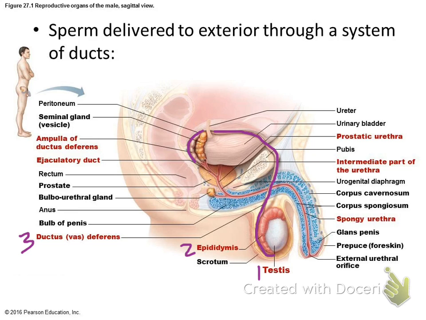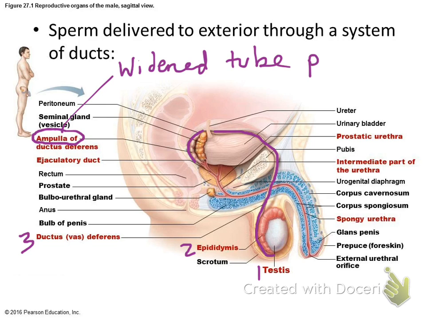And notice on that back side, they're giving it a different label. They're calling that the ampulla of the vas deferens or ductus deferens. You probably want to make a note that ampulla means a widened portion of a tube, because we're going to see that term again.